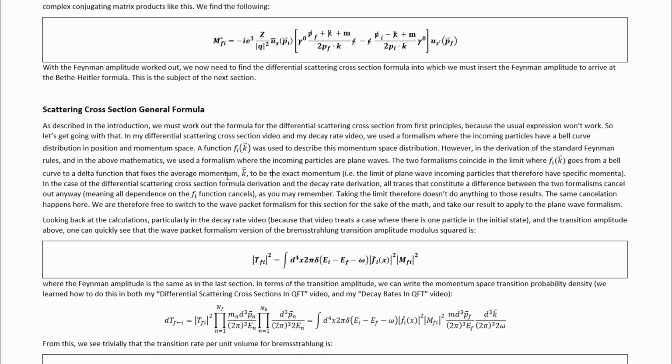It fixes the average momentum k bar to be the exact momentum, i.e. the limit of plane wave incoming particles that therefore have specific momenta. In the case of the differential scattering cross-section formula derivation and the decay rate derivation, all traces that constitute a difference between the two formalisms cancel out anyway, meaning all dependence on this phi function cancels, as you may remember from those derivations. Taking the limit therefore doesn't do anything to those results. The same cancellation happens here.